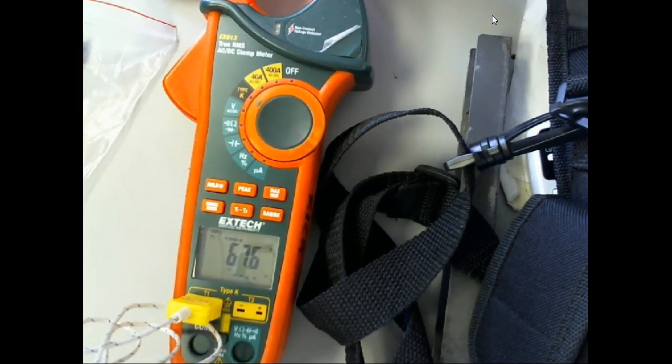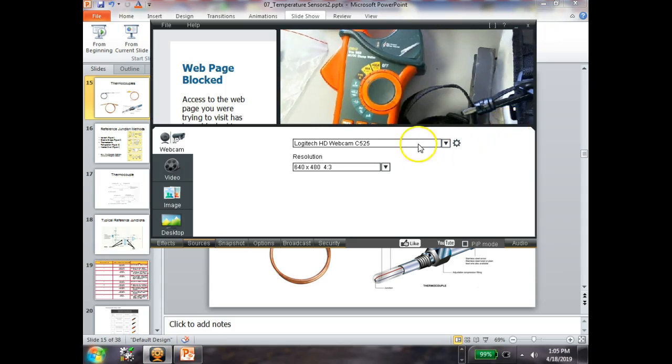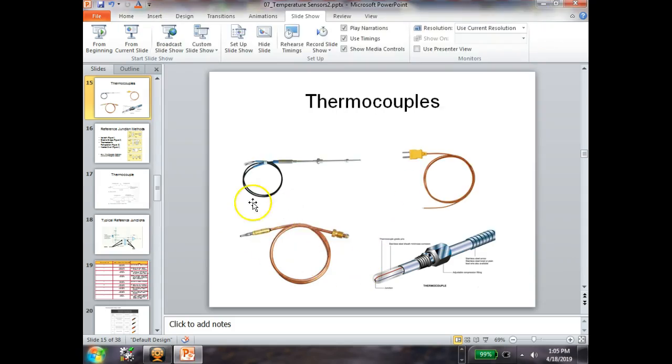So let's back down to about where it was. This is what they call a type K thermocouple, and we'll see what that means in a second. We have a thermocouple. What's nice about this is it puts out a voltage that we can use.